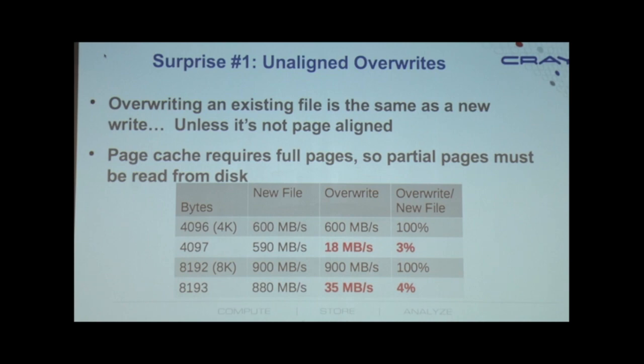Just as an example of the cost of that in Lustre, at least prior to 2.11, if you're doing I/O at 4,096 bytes, so one page, you get 600 megabytes a second for a new file, 600 megabytes a second for overwriting. And if you do 4,097 bytes, it's unaligned, but only slightly. It's a tiny bit worse for new files. And for overwrites, suddenly it's 3% of the performance you had before. You see the same sort of thing at slightly larger sizes. Eventually, as you go up, the overhead goes away, but it's pretty serious.